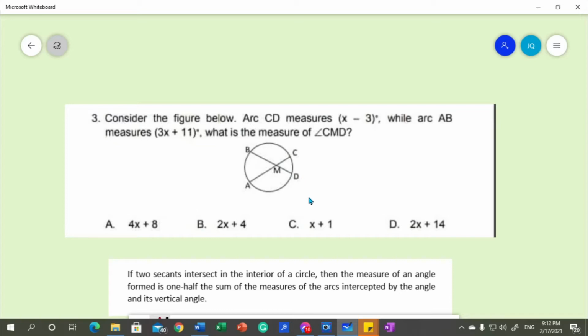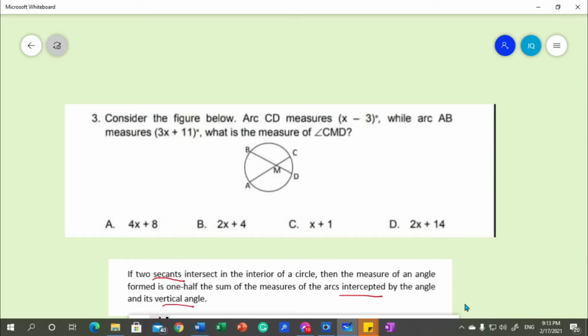To answer this question, we need one of the theorems of secant lines, or secants in short. That theorem states that if two secants intersect in the interior of a circle, then the measure of an angle formed is 1/2 the sum of the measures of the arcs intercepted by the angle and its vertical angle. This theorem is filled with technical words such as secants, intercepted, and vertical angle.